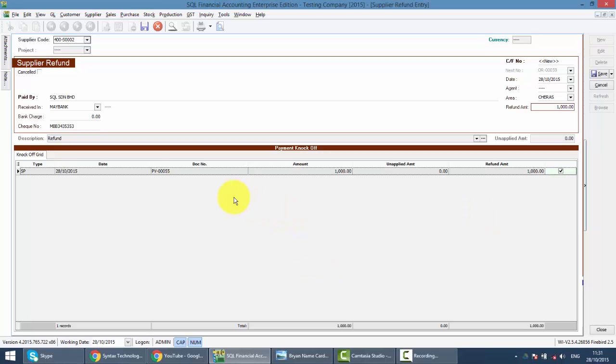official payment voucher. So it's similar to supplier payment, but supplier payment is you make payment to your supplier and it will not call it invoice. For supplier refund, your supplier pays you money and it is not called a payment voucher. So save it, that's all. So this is how supplier refund is done.